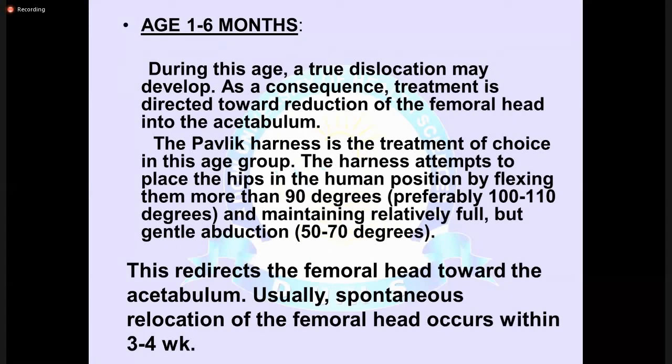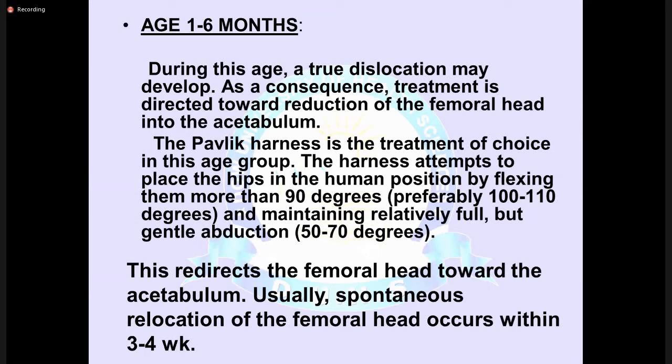So at the age of 1 to 6 months, during this age, a true dislocation may develop. As a consequence, treatment is directed towards a reduction of the femoral head into the acetabulum. The pelvic harness is the treatment of choice. In this age group, the harness attempts to place the hip in the human position by flexing it more than 90 degrees, approximately 100 to 110, we can say. And it is gently abducted.